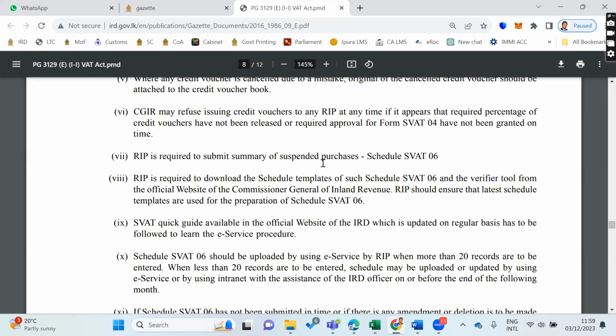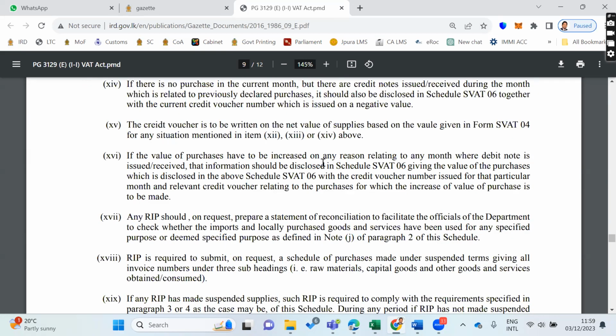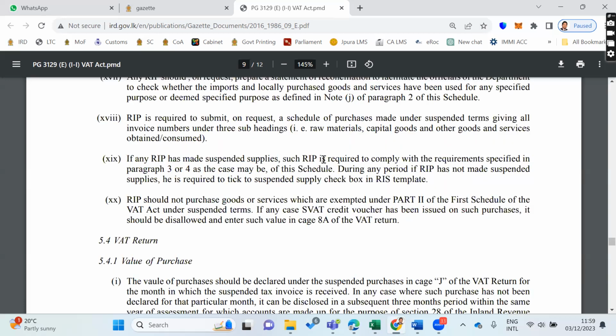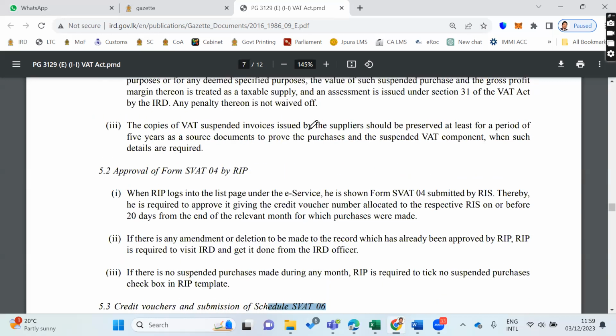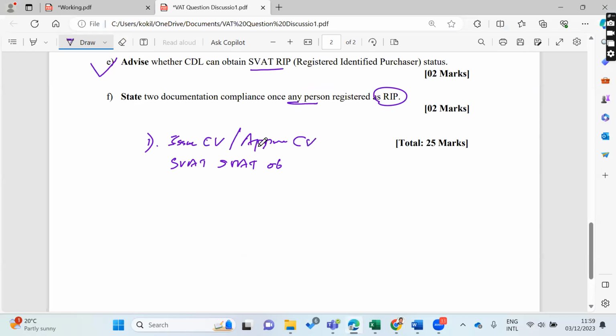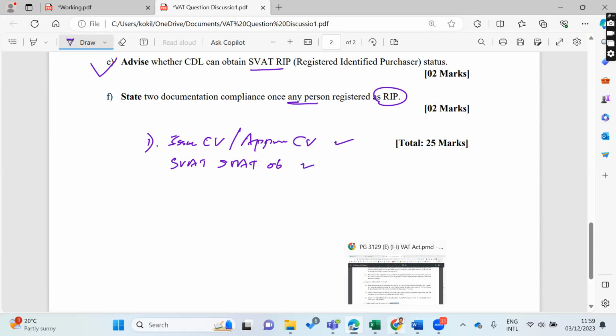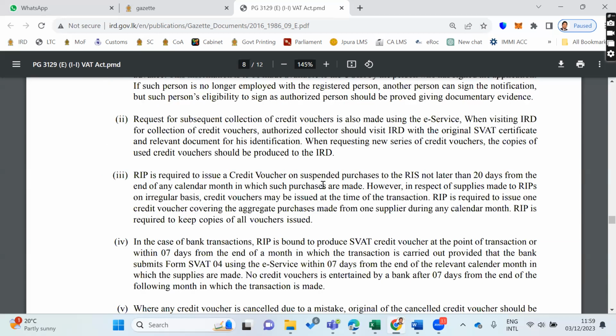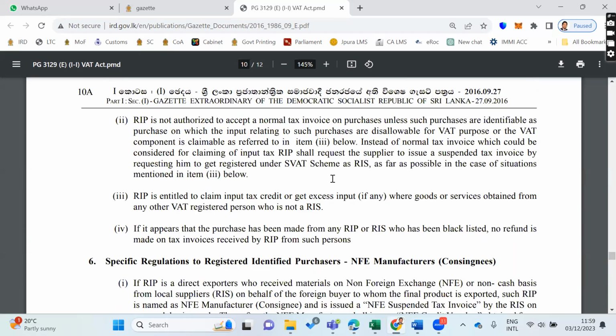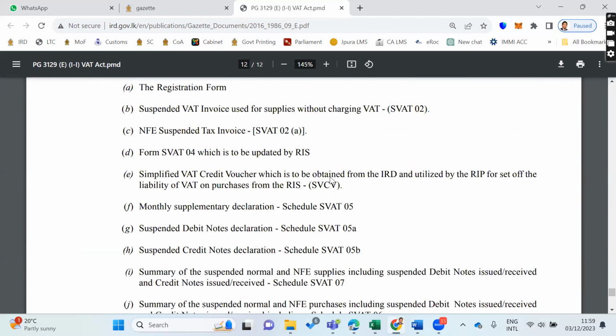The key things, the guidelines are there. Many things you have to follow. Two things are sufficient, which I explained: issuing the credit voucher and approving the credit voucher by referring to form 4. It's not required to mention it, but if you mention it, that's fine. Approve the credit voucher through the system called RAMIS, and submit schedule 6. Schedule 6 is also on the IRD website. The specified format is also mentioned in the gazette notification, which you can refer to.